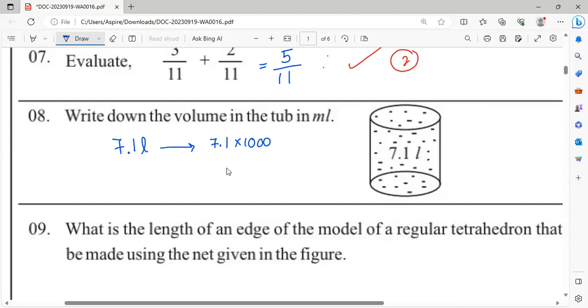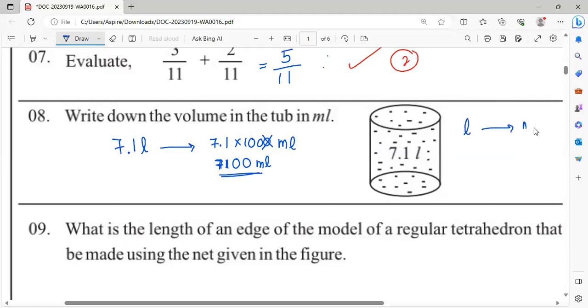Okay. So then when you multiply a decimal number by 1000, the number with 3 zeros, then what happens? One zero is cancelled for one decimal place and then it is 71. Okay. Then remaining zeros are written at the end of the answer. So it is 7100.